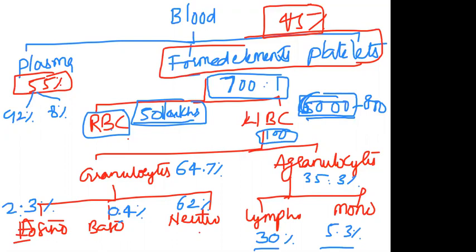We are talking about this 100%. That means we said for every 700 RBC, 1 WBC is present. That WBC are like this. Just making WBC as 100%, we have started the calculation. Eosinophils 2.3%, basophils 0.4%, 62% are neutrophils, 30% are lymphocytes, and 5.3% monocytes. Okay. So this is all you have to make notes.